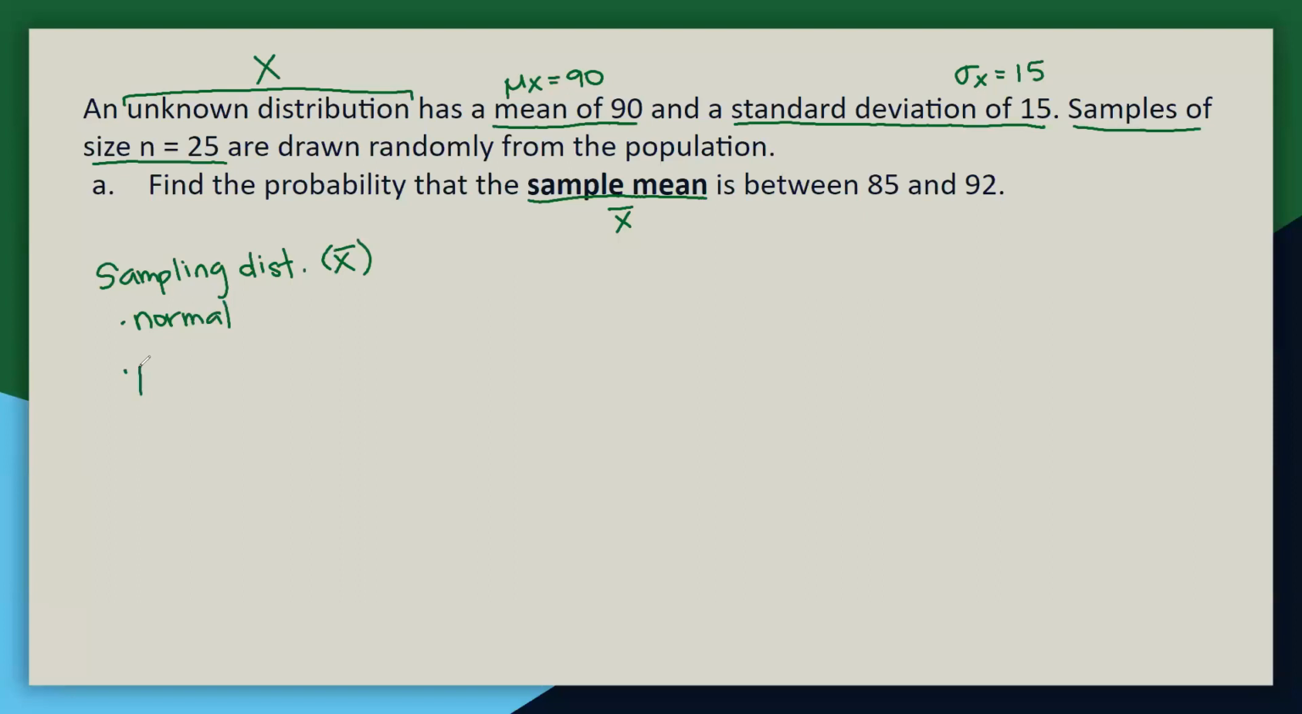I know that the mean for the sampling distribution is the same as the mean for the original data. So we know that that's going to be 90. And we know that the standard deviation for the sampling distribution is going to be the original standard deviation divided by the square root of n. So sigma x is 15, and the square root of n is going to be the square root of 25. I happen to know the square root of 25 is 5, and 15 divided by 5 is 3.